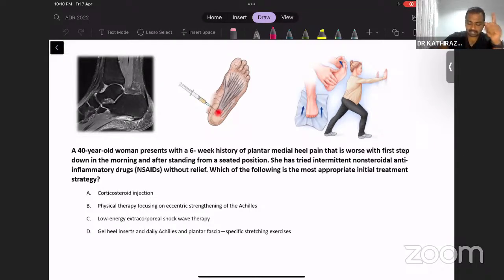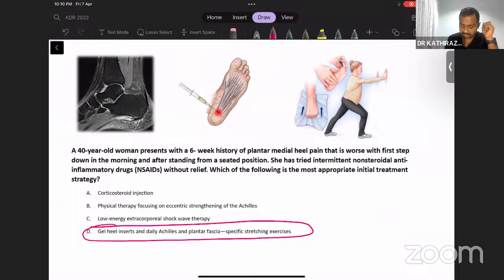Okay, so if the NSAIDs are not working, then I will give some inserts and then I will do some stretching exercises. Just for your practice, I'm telling you what kind of exercises. Put a pillow or something like that and ask the person to hold the pillow by curling the foot. That is a plantar fascia stretching exercise. Ask the person to put the foot closer to the wall and bend, so that the knee touches the wall. That is the second. These are all stretching exercises.